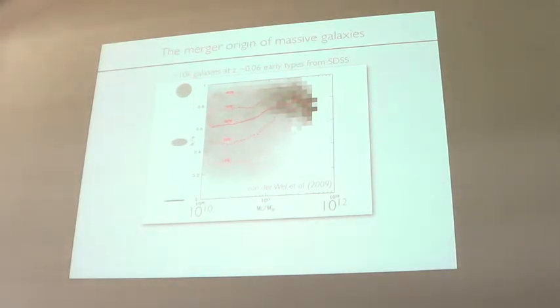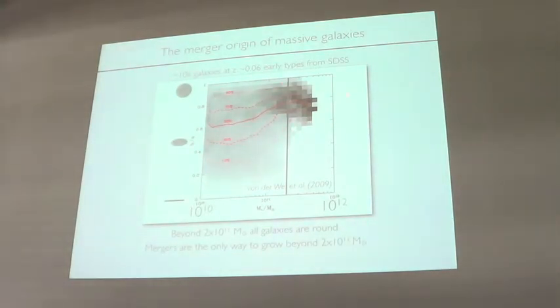What I mean by that is, here's again the projected axis ratio, now as a function of galaxy mass. This is for a sample of local early type galaxies, again selected by star formation rate. You see that here the axis ratio distribution is broad, so rather oblate-like. But if you go to a high stellar mass, 2 times 10 to the 11th, above that mass you only see round galaxies. There's nothing that's flat in projection.